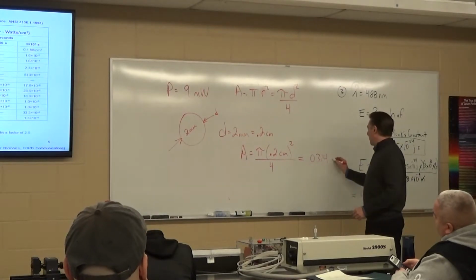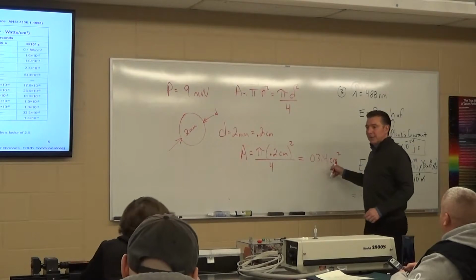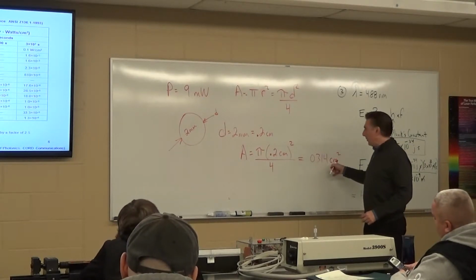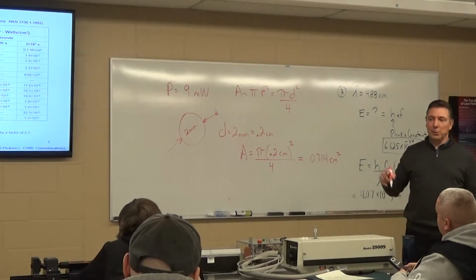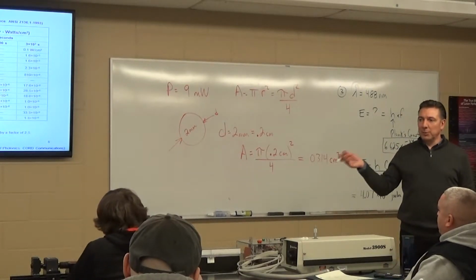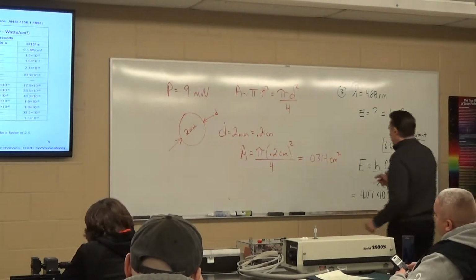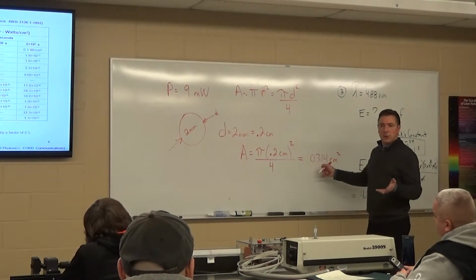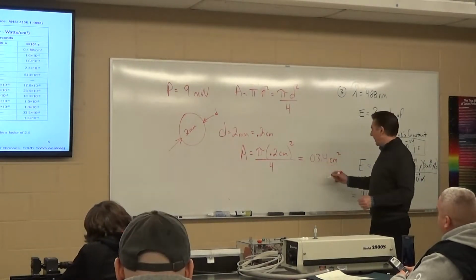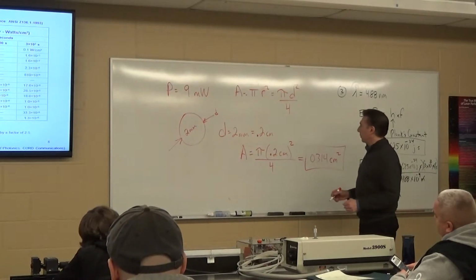Centimeters squared. I ask that, and I do this all the time, because inevitably on a test or a quiz, somebody's going to use millimeters, and they're not going to come up with the right answer. Always make sure you show your units. This looks about right. Anybody concur? So we have an area of 0.0314 centimeters squared.